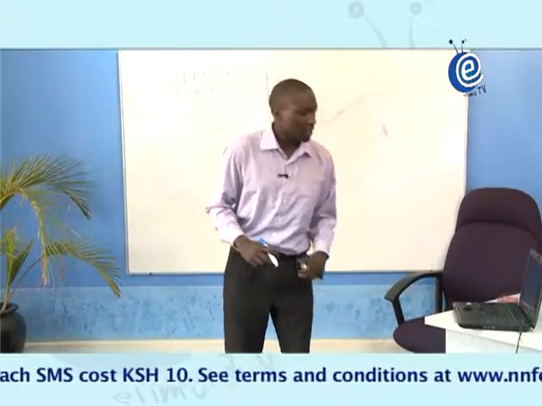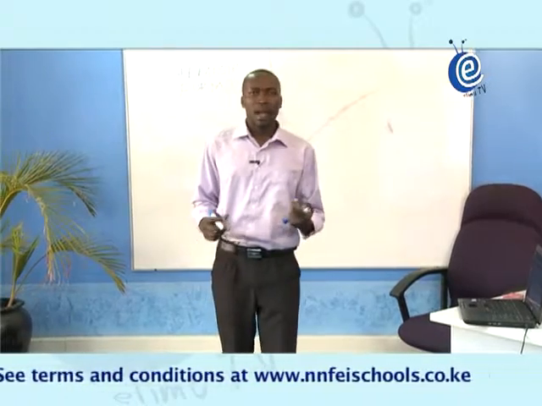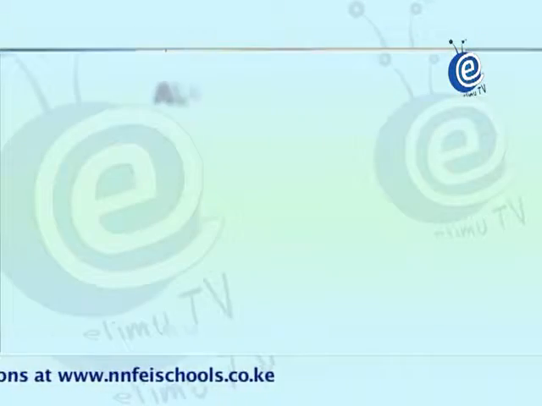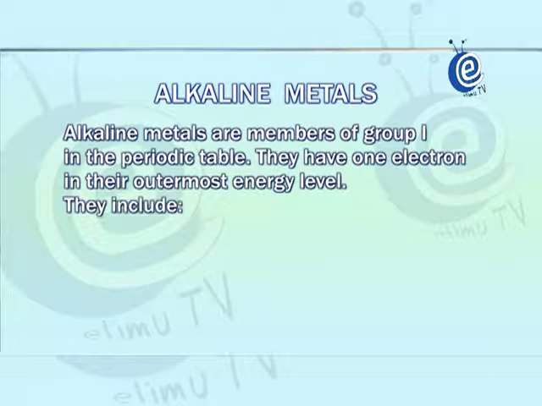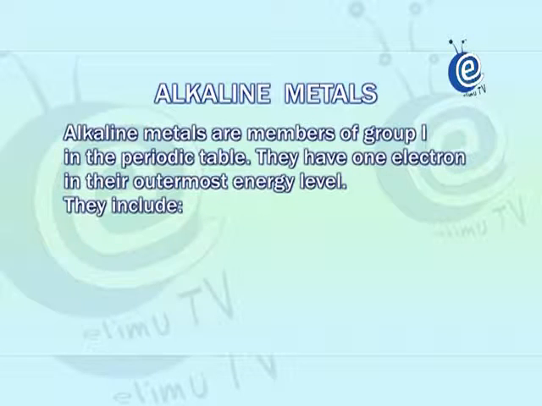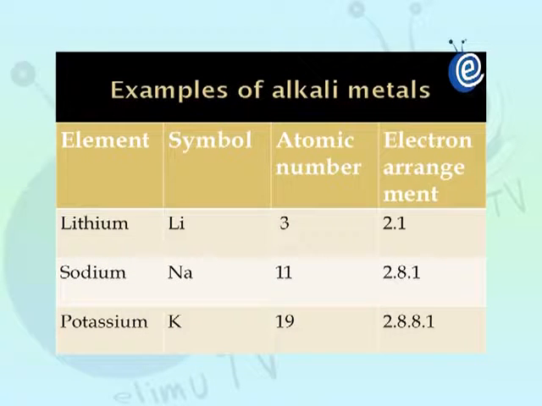So we want to start immediately. What are these alkali metals? So alkali metals, these are metals that belong to group 1 in the periodic table. And you knew that group 1 elements are elements that have one electron in their outermost energy level. Examples of alkali metals are lithium, sodium, and potassium.